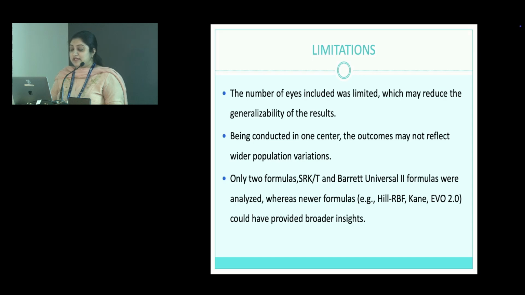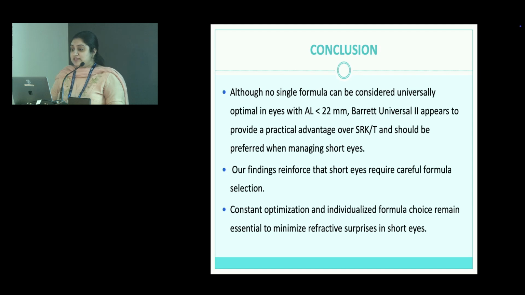By doing this study, we came to the conclusion that although no single formula can be considered universally optimal in eyes with axial length less than 22 mm, Barrett Universal appears to provide a practical advantage over SRKT and should be preferred when managing short eyes. Our findings reinforce that short eyes require careful formula selection, and constant optimization and individualized formula choice remain essential to minimize refractive surprises in short eyes.